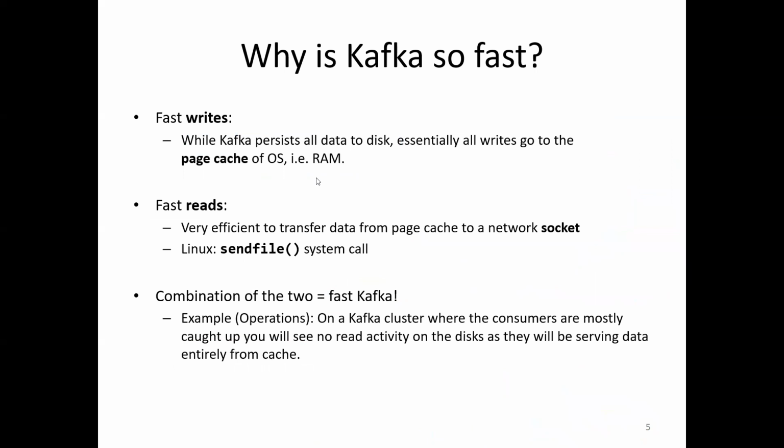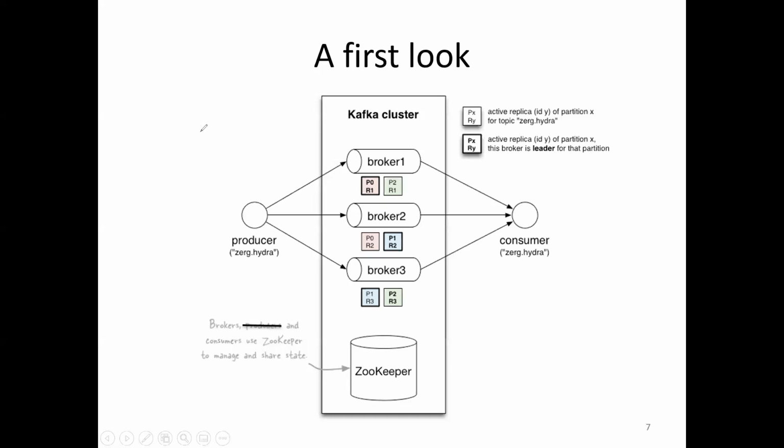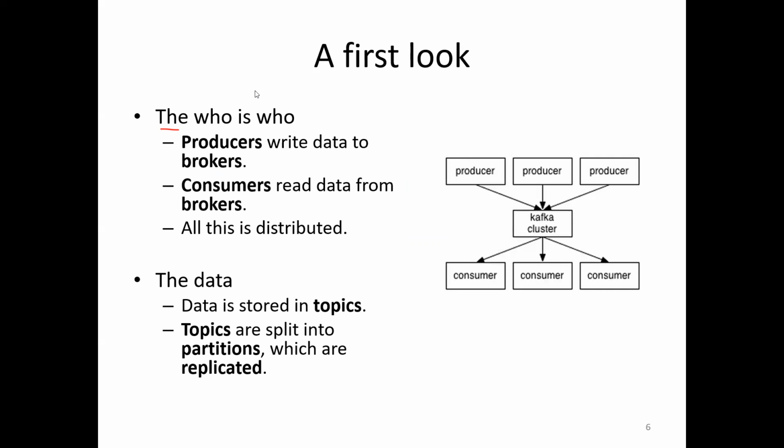So that's what I've already told you. Producers write data to brokers. Now we are getting into details. A Kafka, at the very highest level, has different brokers. And why are they called brokers? For obvious reasons, they are communicating between, allowing the producers to communicate with the consumers. That is why they are called brokers, the person in the middle, the middleman.